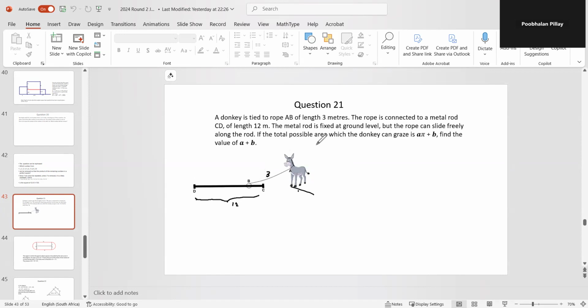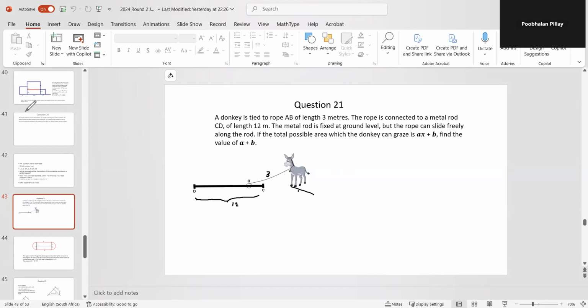If the total possible area which the donkey can graze is A pi plus B, find the value of A plus B. So you need to calculate the total area in which the donkey can graze. So let's see now, how will this happen?